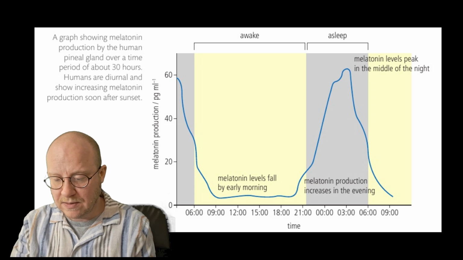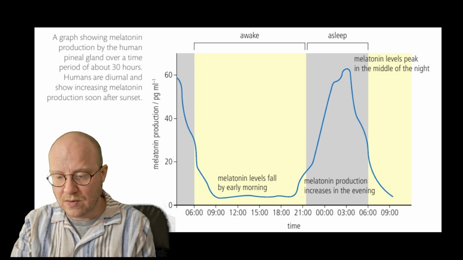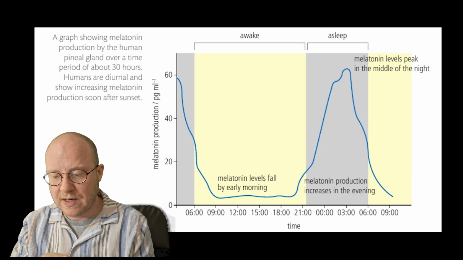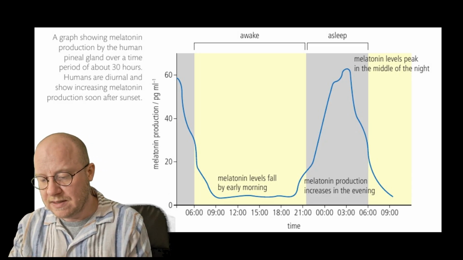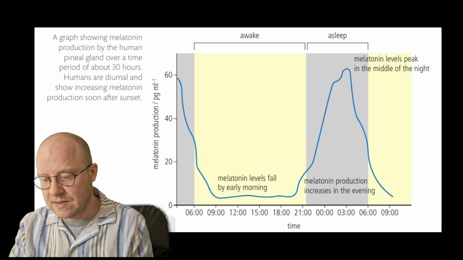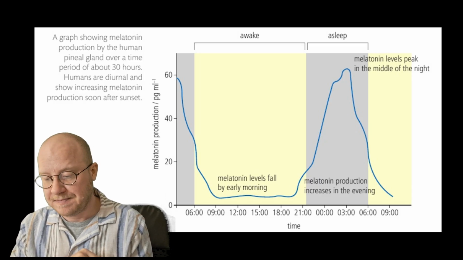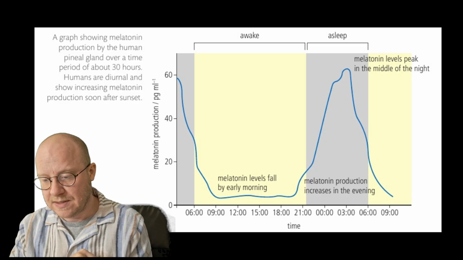So you can see that they were tracking this. So when the person was awake, their melatonin levels were quite low. And then when they were asleep, melatonin production increases in the evening. And it peaks in the middle of the night. That's interesting.